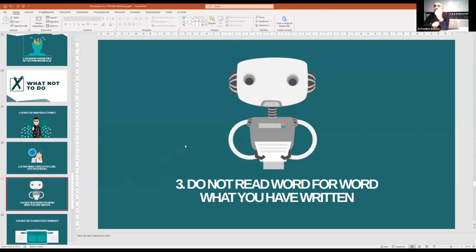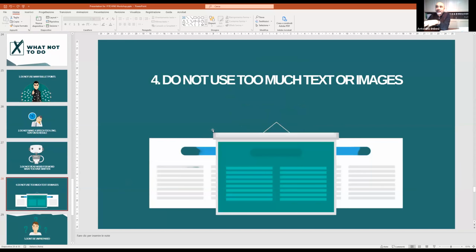It's important not to read, but to explain the concept. The investor can read while you are presenting. So this means that the learner or the entrepreneur presenting the activity, the idea, has to repeat and repeat and repeat again before presenting the idea to the investor. Okay? Then do not use too much text or too many images. It's important to have short text, one image that explains, and it's enough.